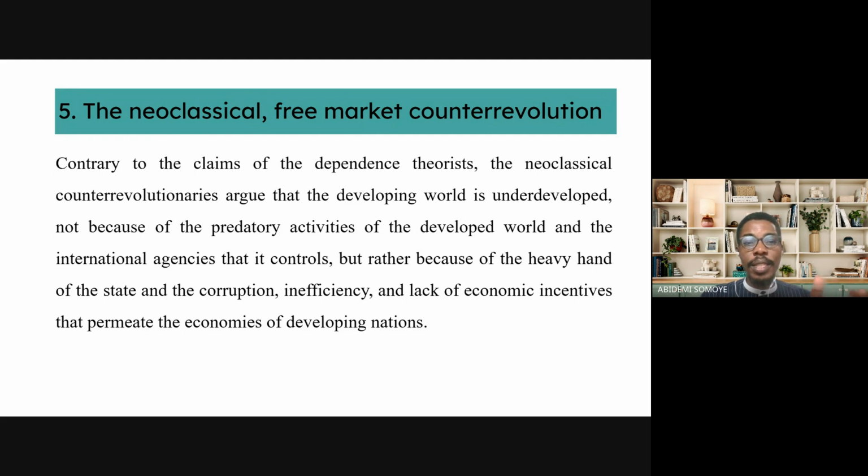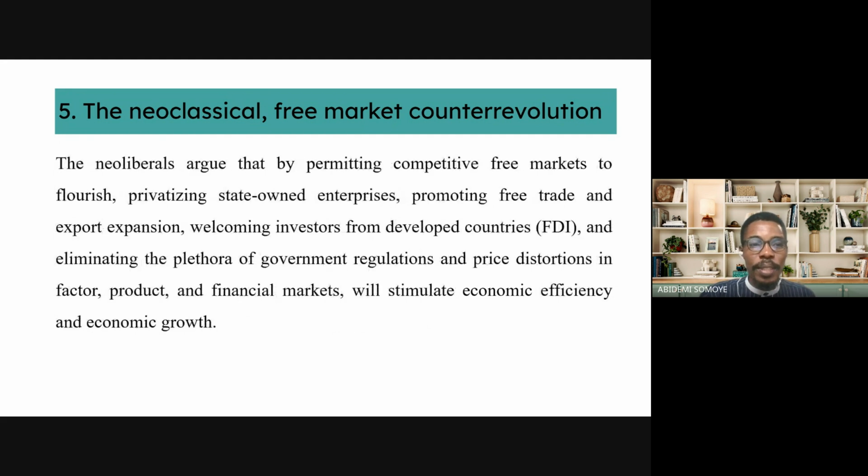But the neoclassical free market counter-revolution is saying, hey guys, it's not about being dependent on other countries or other countries controlling the affairs of others. No, it's not about that. It's about the state's corruption, inefficiency, and lack of economic incentives. Meaning that maybe there's no free market. The state's hand is in everything. That's what it's trying to say.